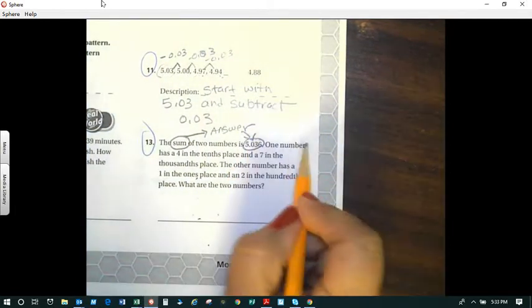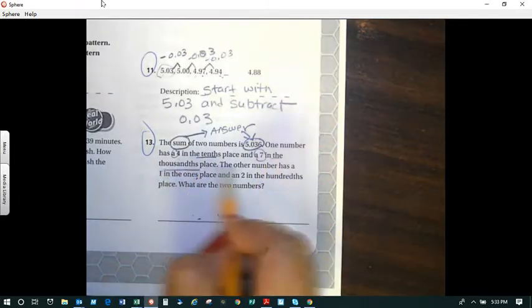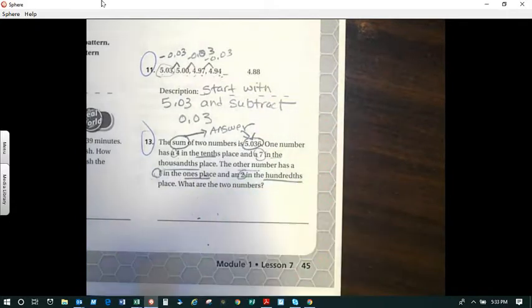It says one number has 4 in the tens place and 7 in the thousandths place. The other number has 1 in the ones place and 2 in the hundredths place. What are the two numbers?